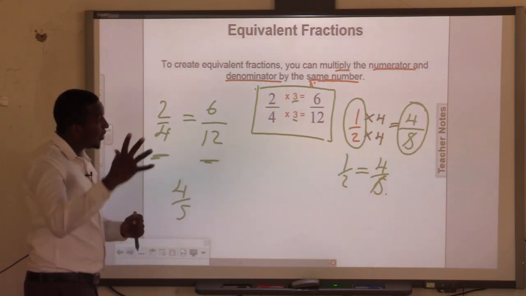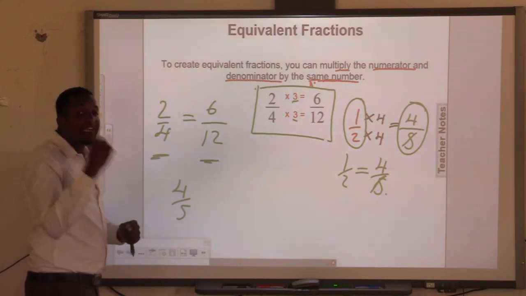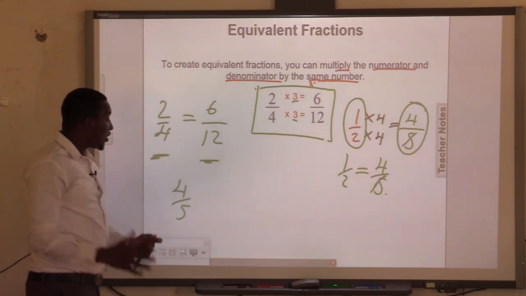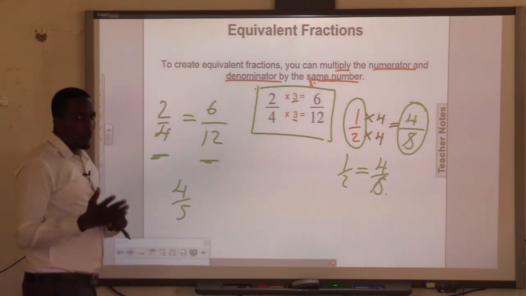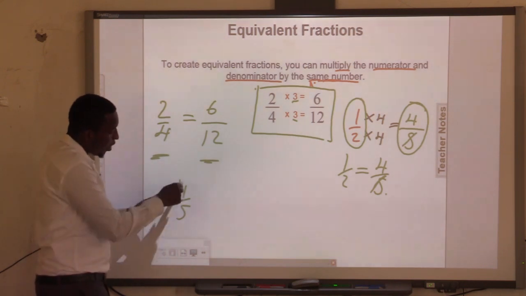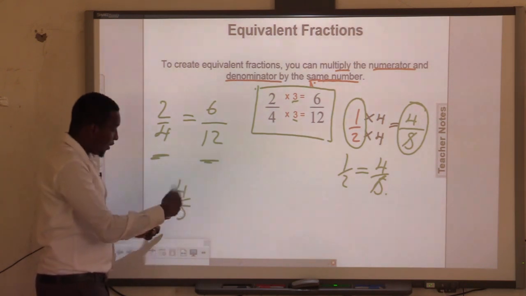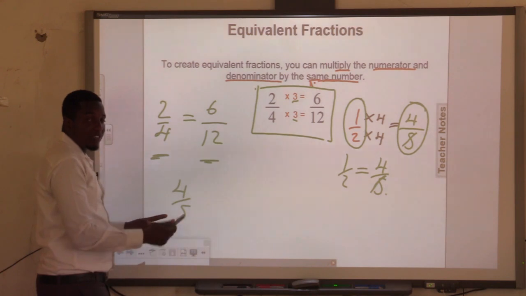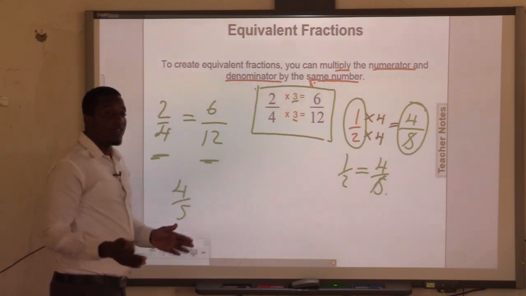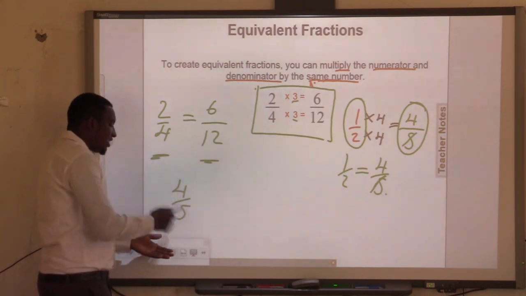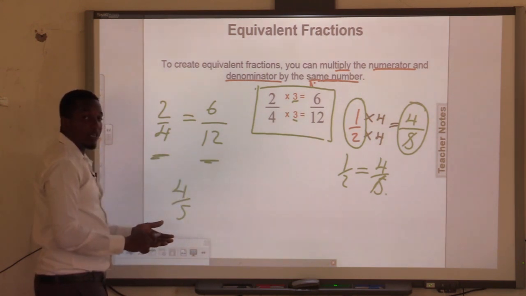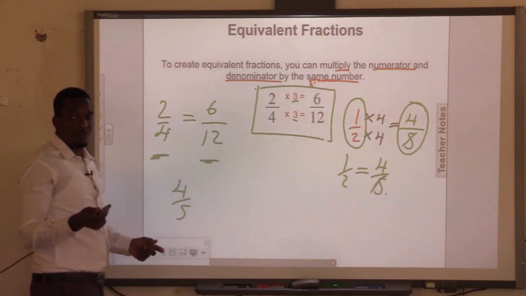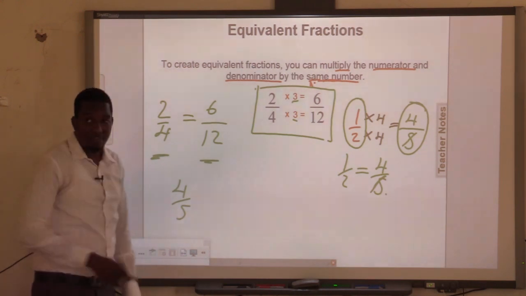Yes. All we need to do is get a number. You can use any number excluding 1, because you realize that when you multiply 1 by 4, it's just going to give you 4. If you multiply 1 by 5, it's going to give you 5. So it's like you are repeating the same fraction. So any number that you multiply by this fraction, we multiply it by the numerator and also by the denominator, it will give you another fraction that is equivalent to the fraction that you have.